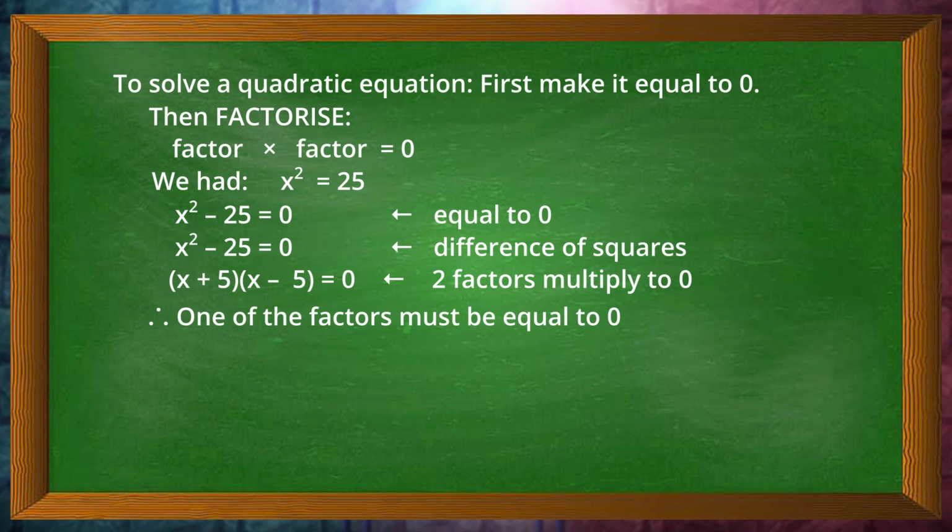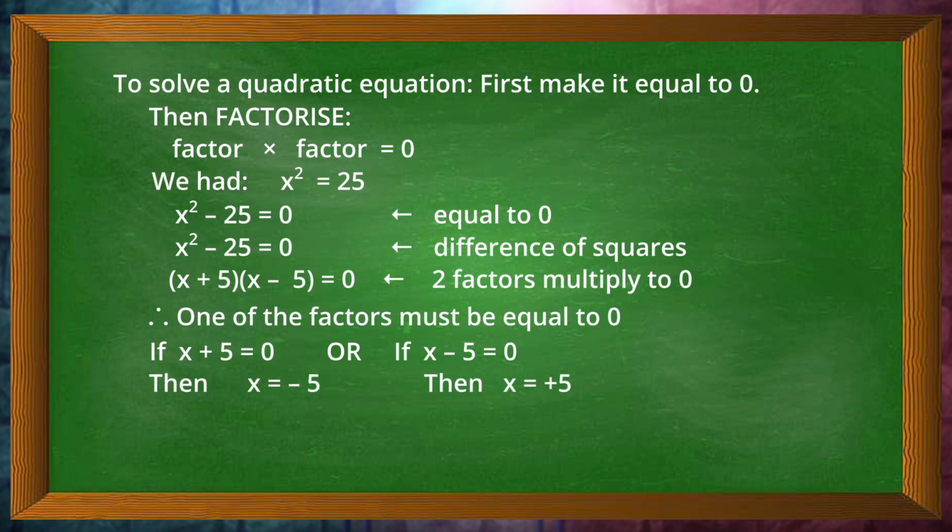Again, we see that if the product of two factors is 0, then one of the factors must be equal to 0. If the (x + 5) factor is the 0 factor, then x must be negative 5. And if (x - 5) is the 0 factor, then x is equal to positive 5. These are the same solutions we obtained before, but this time using a different method.